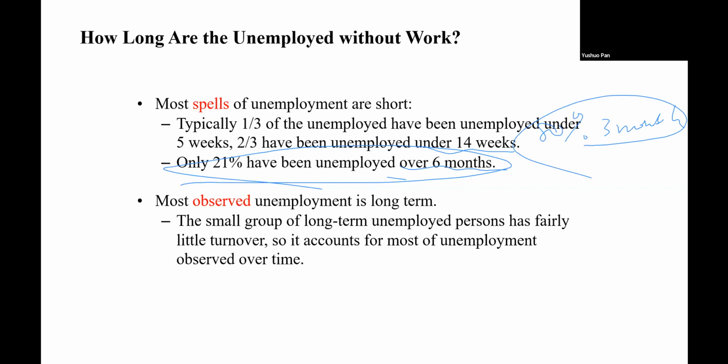Most observed unemployment is long-term. The small group of long-term unemployed persons has fairly little turnover, so it accounts for most of the unemployment observed over time. So it seems like these two sentences are kind of opposite, right? So I'm going to give you an example to explain this clearly, I hope.